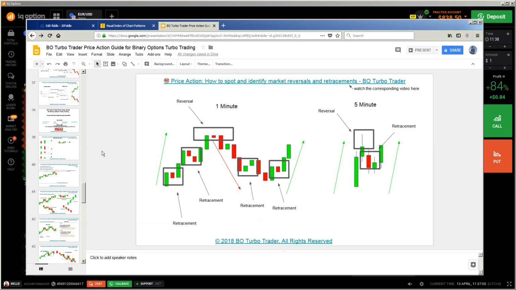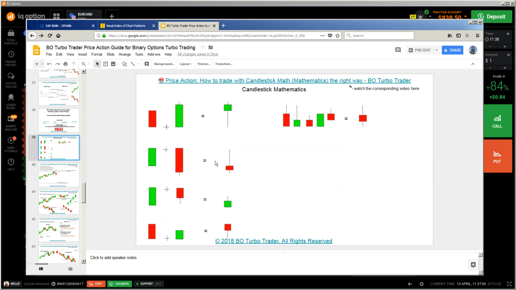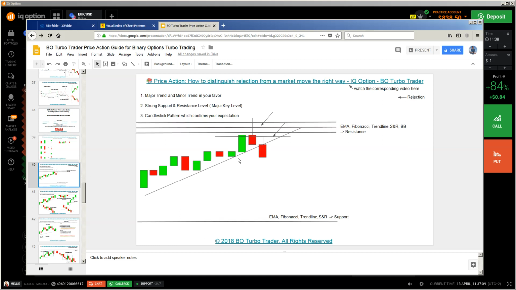But before I talk about the trading setup, I have to advise you to watch those videos about candlestick mass and the video about rejections. I'll try to make it as short as possible because I think it's a little bit annoying, but I have to explain this almost, because else I get too many questions.